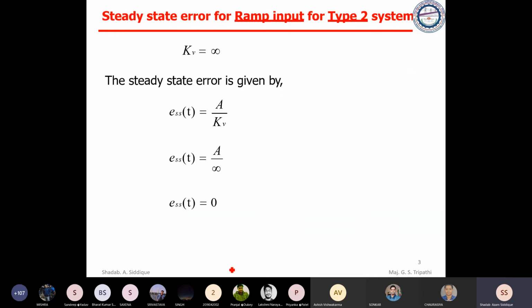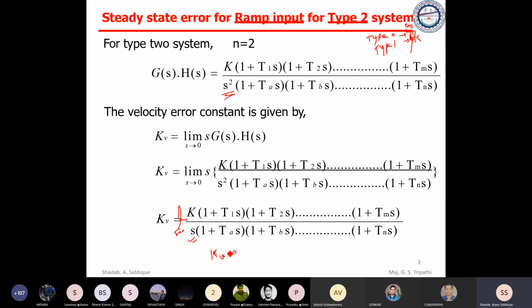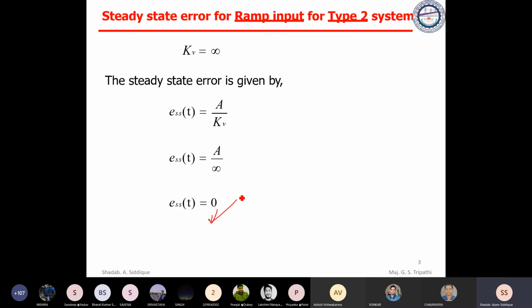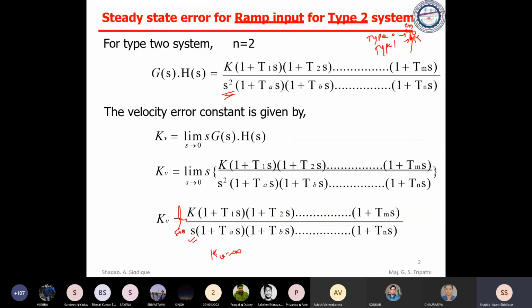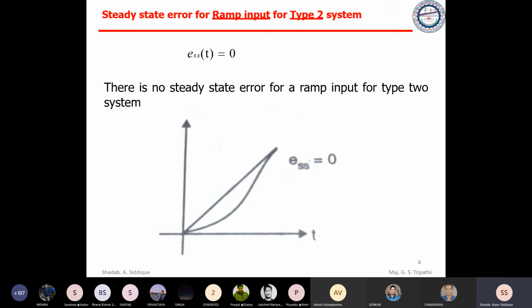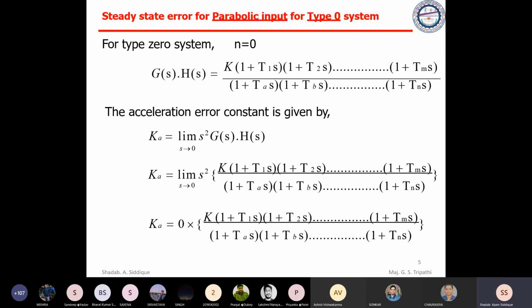So what is the error? Sorry, kv will be infinite now, because we are substituting s equal to 0. So the error will be 0, and there is no error at all. So if error is 0, then what will happen? Earlier the error was infinite, and here for type 2 system we are getting 0 error. So for a higher type system we are getting error as 0. It is tracking to the exact value. So ESS is nothing but 0. Okay, I hope this is clear.